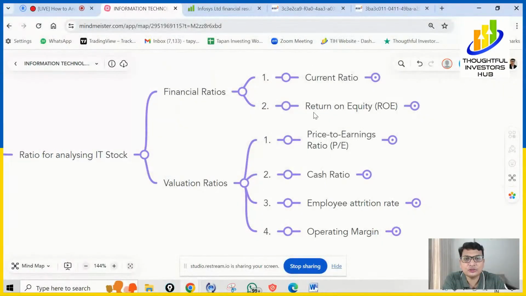Venugopal, what are the important ratios I already showed? The 6 ratios that I mentioned are there. Again, just to show you again, the important ratios are these: current ratio, ROE, price to equity, cash ratio, employee attrition rate, and operating margin. These are the ratios.